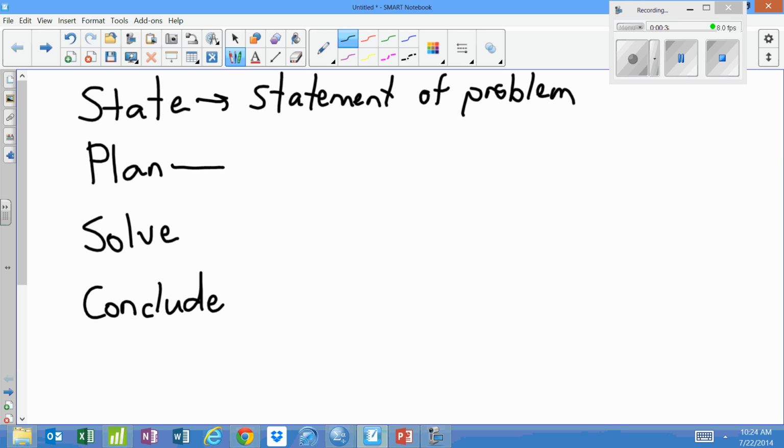Our plan step is going to be your hypothesis. So you're going to demonstrate what you're trying to find. And I write my hypothesis a little bit different as well compared to what the textbook writes.